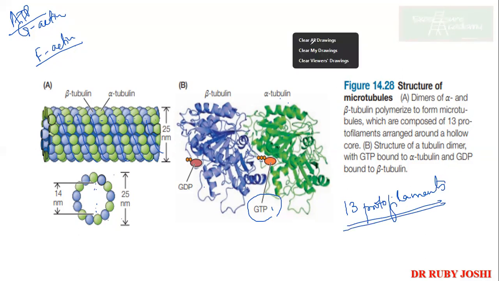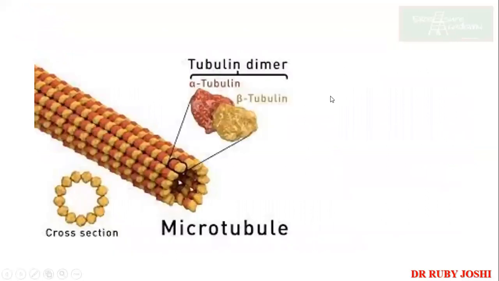Please remember. I think I have another figure also. Yeah. Can you see it? So here we have got alpha beta tubulin and these are the arrays. So this particular line, if you see, this particular one line is known as one protofilament. Together like this, we have 13 and then your microtubule is formed. Okay.